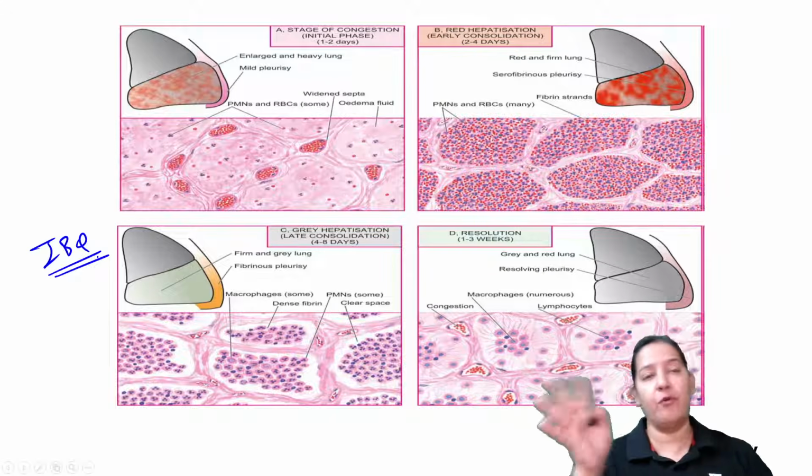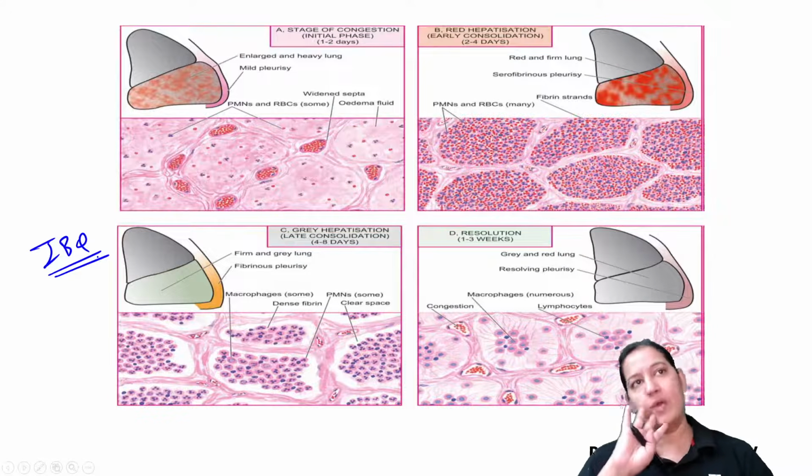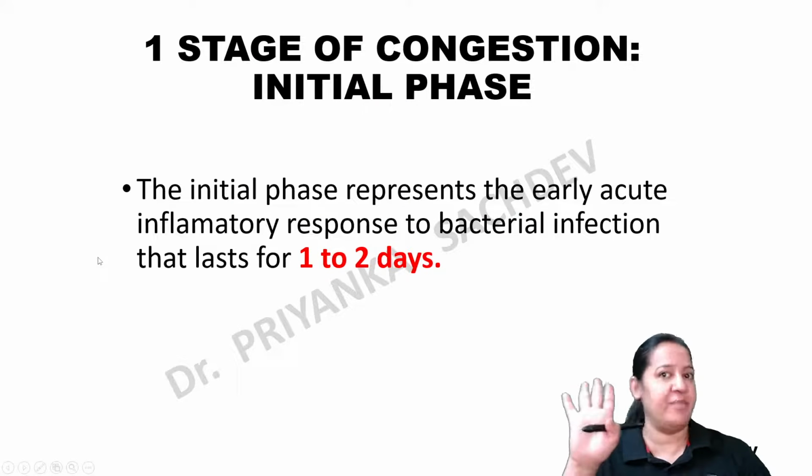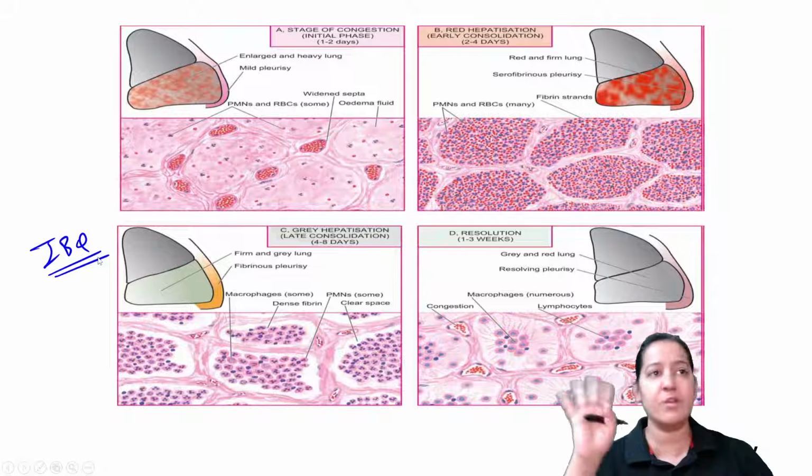The diagram of the four phases. It's very easy to understand. Okay, we will start these phases one by one. It's very, very easy. Just give me 5 minutes. In the 5 minutes, we will complete the 4 phases of lobar pneumonia.